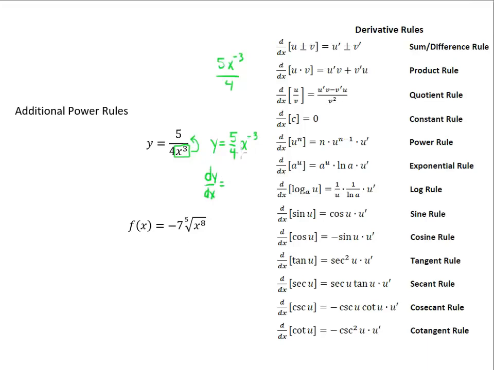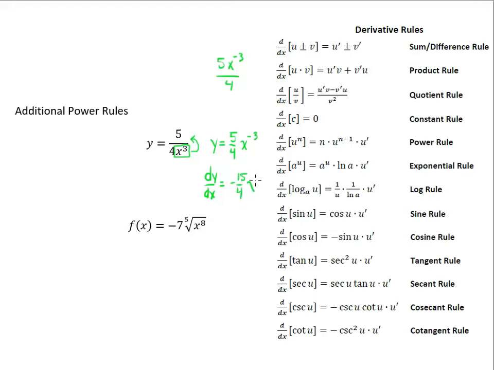My base is x. The exponent is negative 3, and that's fine. There's nothing in here that says the exponent has to be a whole number or a positive number. In fact, in a minute we'll find out it can be a fraction, and that's fine too. So I'm going to bring the negative 3 down, and multiply it by whatever's already out here. We just talked about that with the constant rule. So negative 3 times 5/4 is negative 15 over 4.